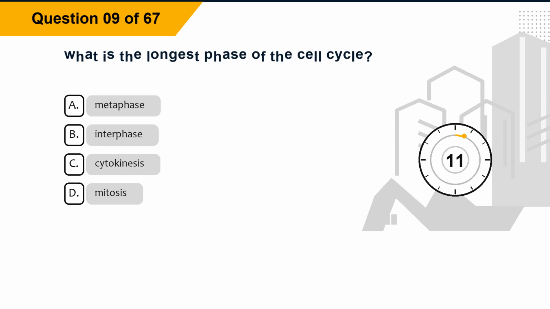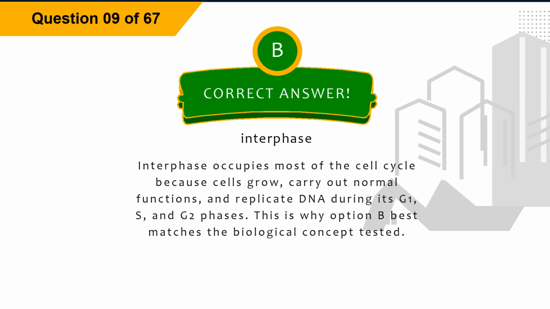Question 9. What is the longest phase of the cell cycle? Option A, metaphase. Option B, interphase. Option C, cytokinesis. Option D, mitosis. The correct answer is option B.